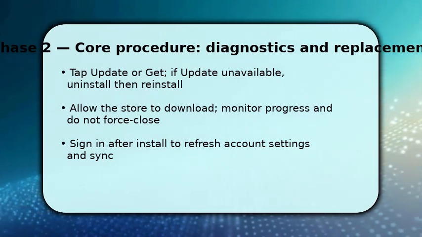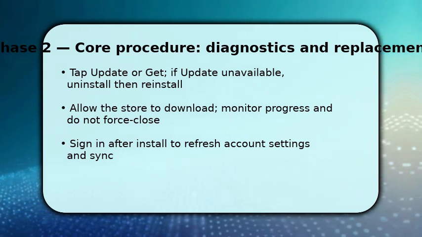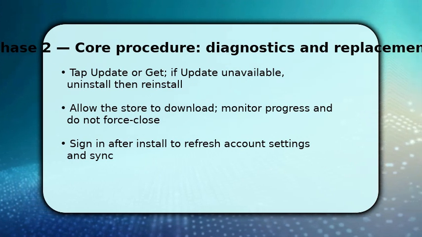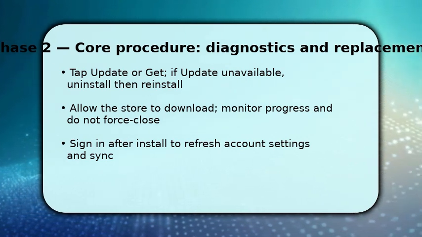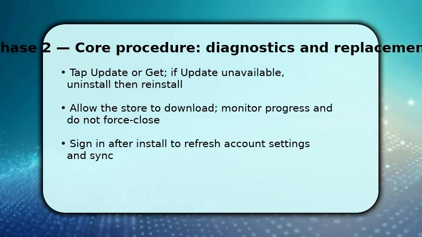This replaces old files with the patched version, which fixes bugs and improves security. If Update isn't offered, make sure your OS is supported, then consider uninstalling and reinstalling Outlook. This clears corrupt app caches.